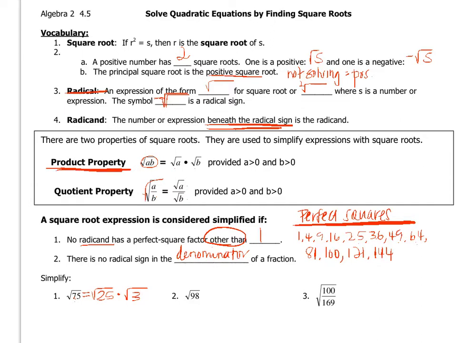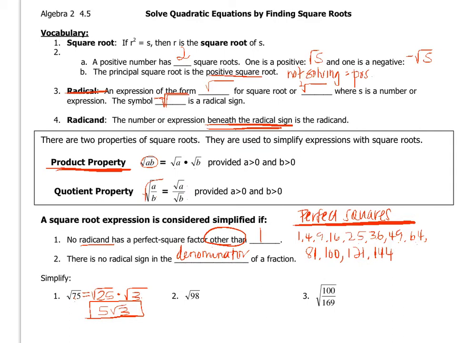The reason I picked this combination is because the square root of 25 is 5. The square root of 3 I can't do anything with because I get a decimal, so I leave it as the square root of 3. And my answer for the square root of 75 is the same thing as 5 square roots of 3.